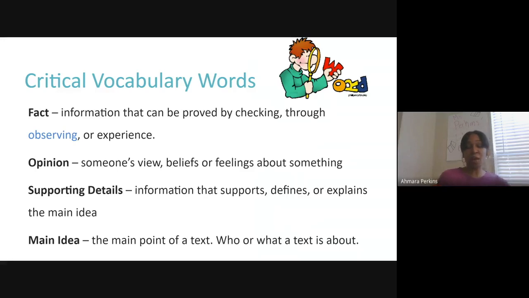All right, before we go on, we have to work this out in stair steps, okay? So we first looked at nonfiction text.